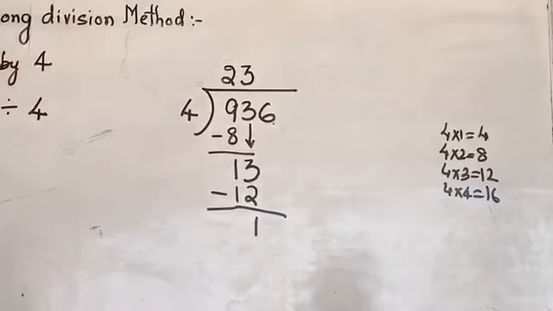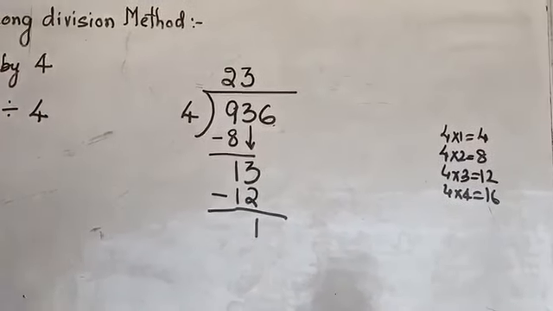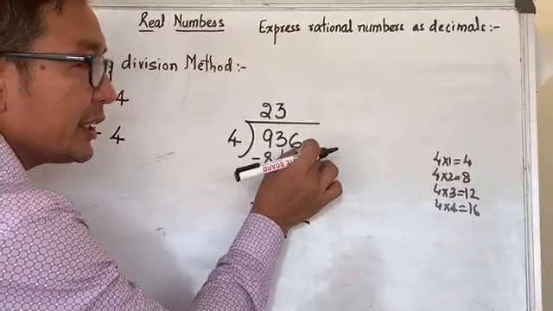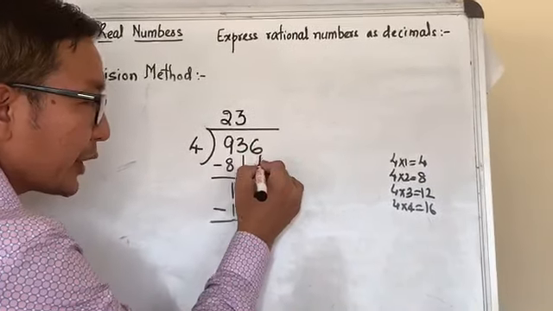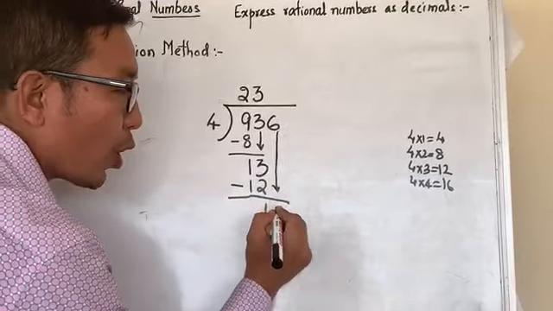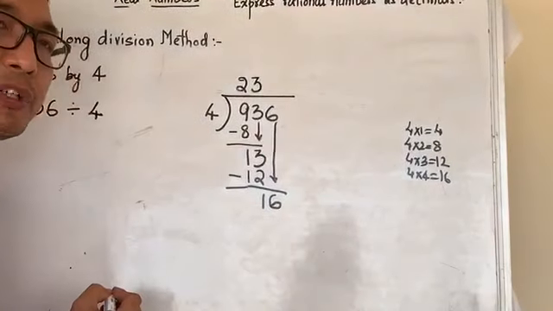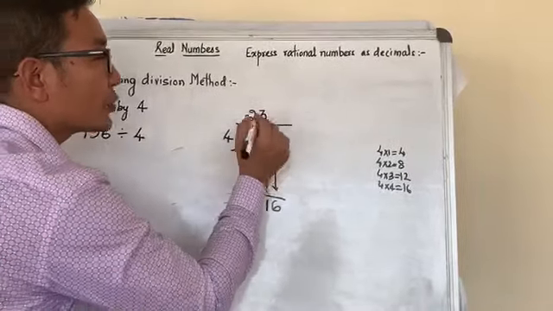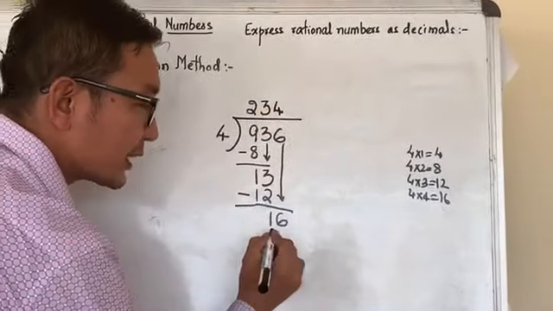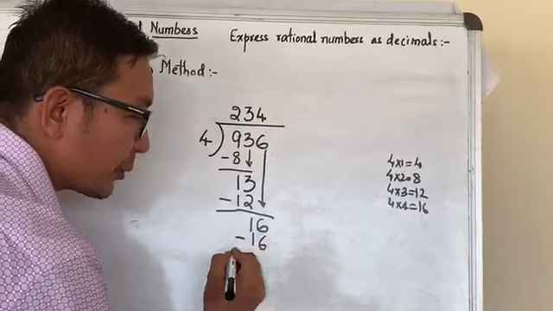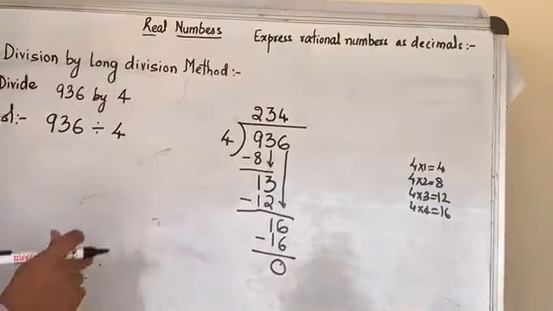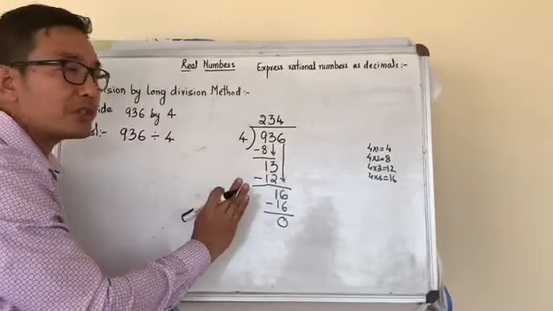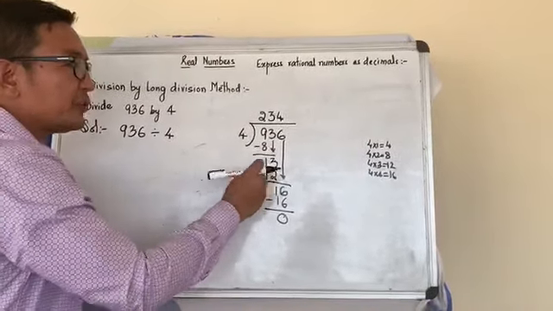So the remainder is 1. Then we copy the last digit 6 down, so the remainder 1 becomes 16. 4 fours are 16, so we subtract 16 from 16 and the remainder is 0. The division is finished, so division terminates.